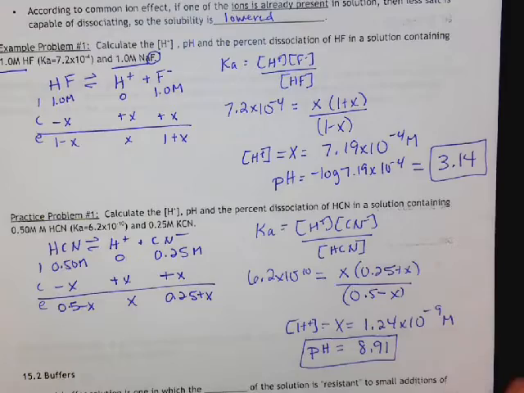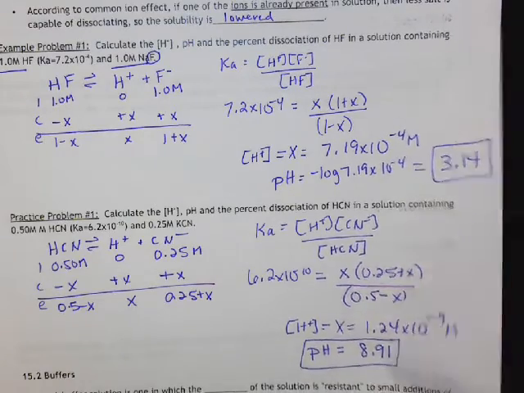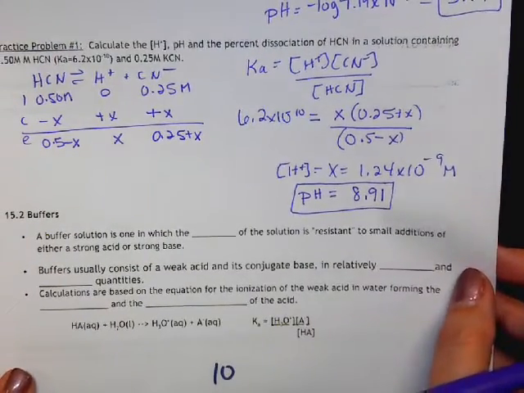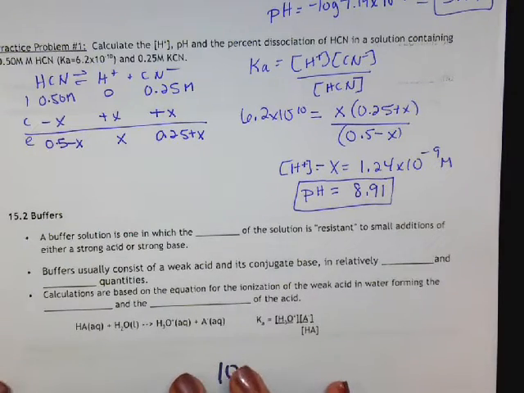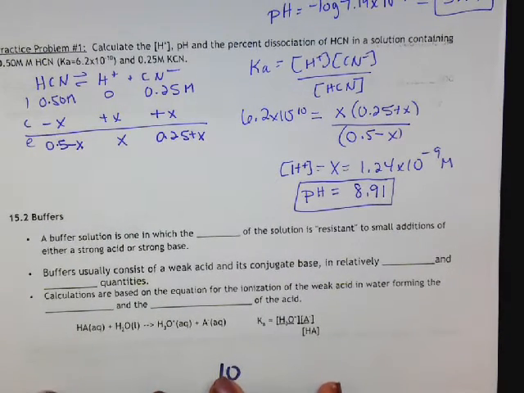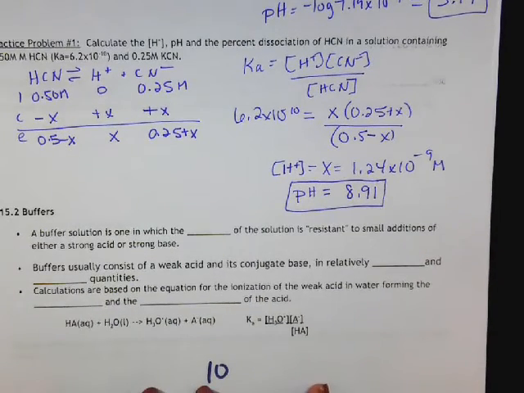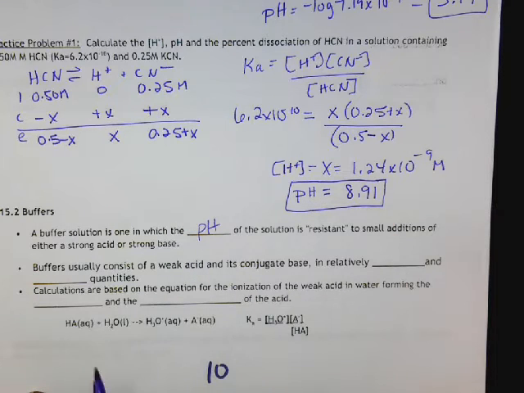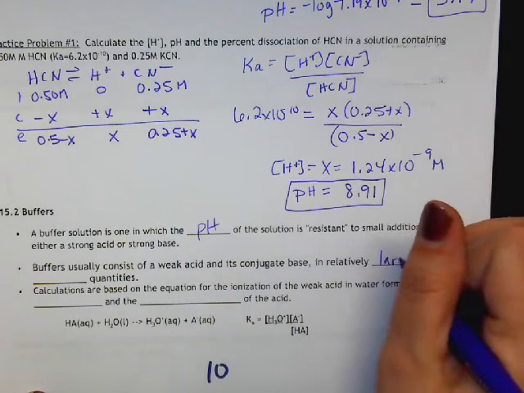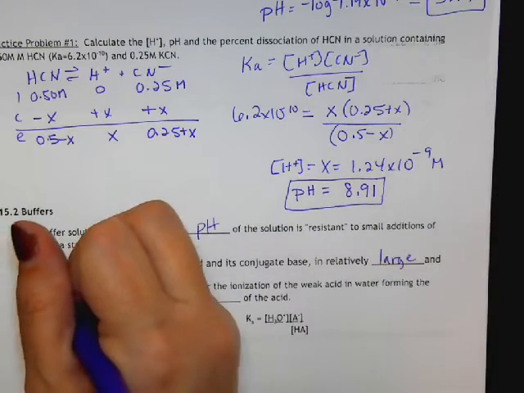Next up, we're going to talk about buffers. You may have heard about buffers before in terms of blood. Blood is our most well-known buffer. It helps to maintain the pH in our bodies. A buffer solution is one in which the pH of the solution is resistant to small additions of acid or strong base. Buffers usually consist of a weak acid and its conjugate base in relatively large and equal quantities.